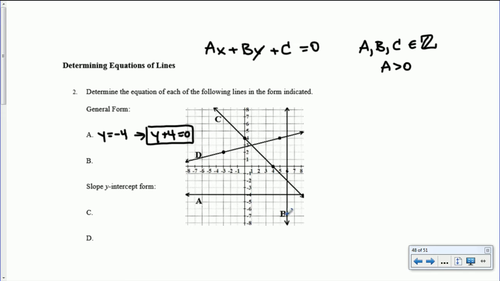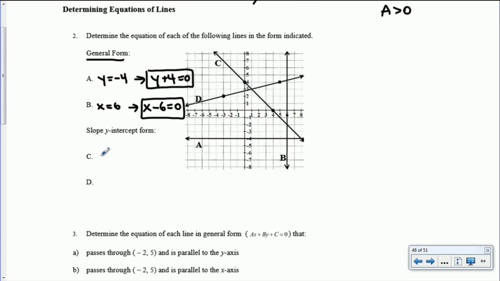As for B, we have x equals 6. Again, we need to bring everything to one side, making sure that the coefficient on x is positive. So I should bring the 6 to the left. So x minus 6 equals 0. That's the best we could do for general form.